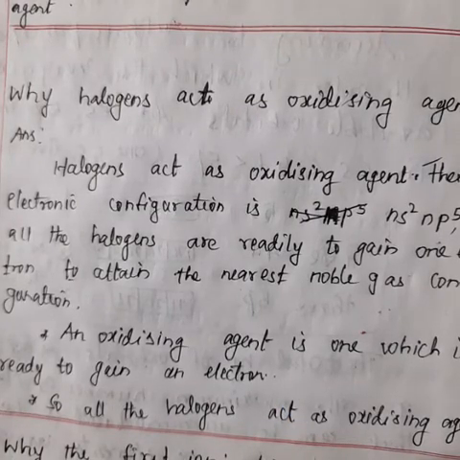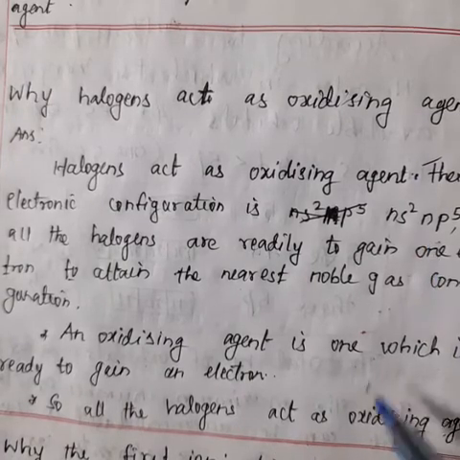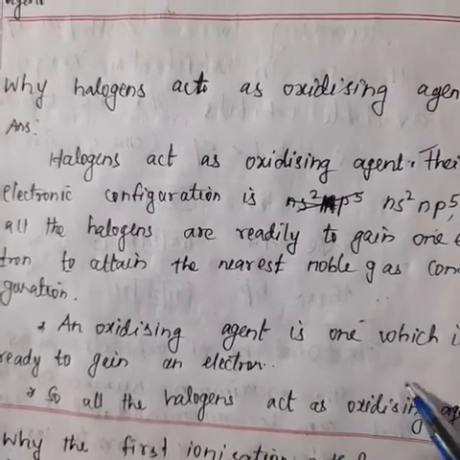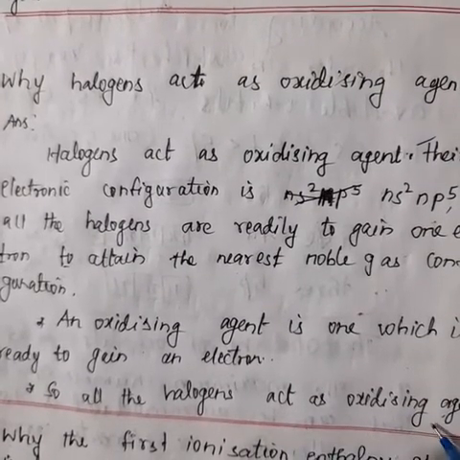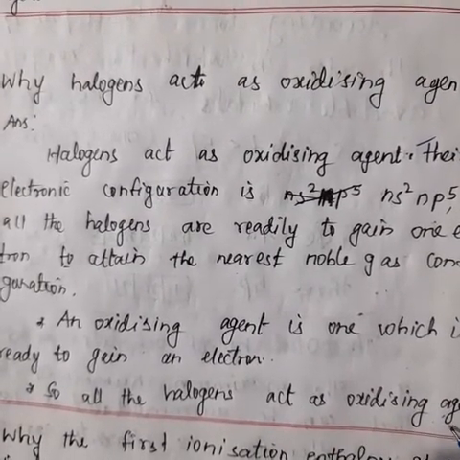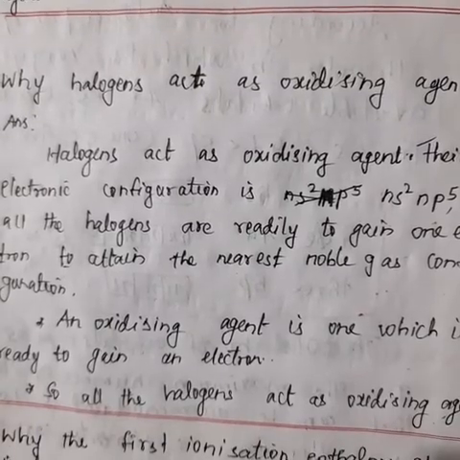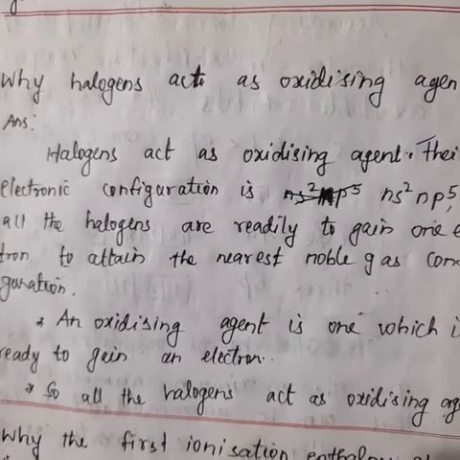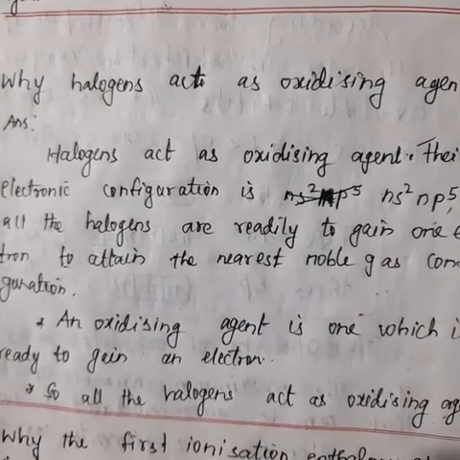So all the halogens have the ns2 np5 configuration. Each halogen is ready to get 1 electron to get the stable configuration. So all the halogens act as the oxidizing agent. This is question number 37.